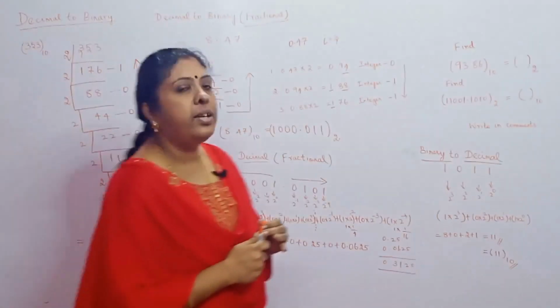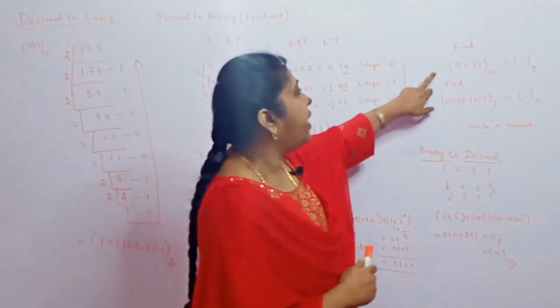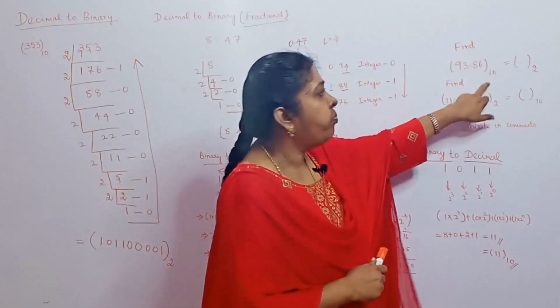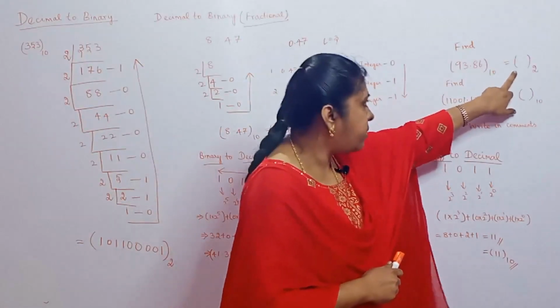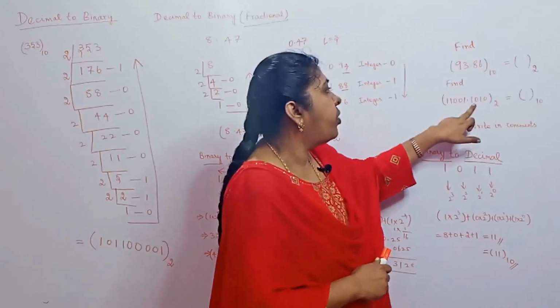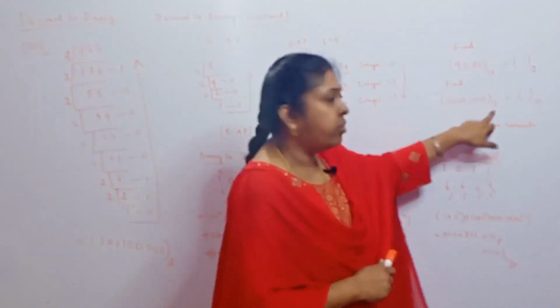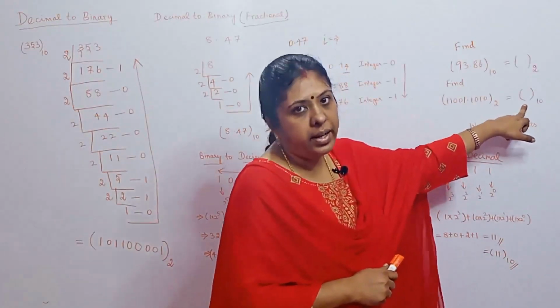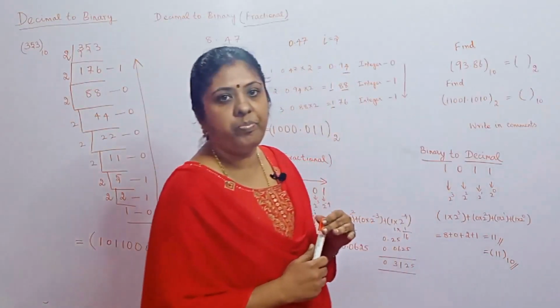And then finally a small work for you. Find the value of 93.86 to the base of 10 and convert it into binary. And then find 11001.1010 to the base of 2 and convert it to decimal. Find the answer and write it in the comment section.